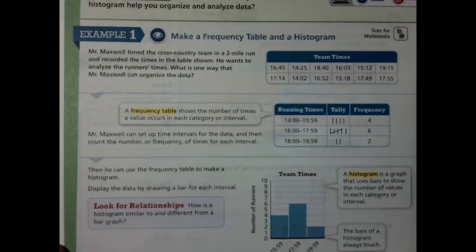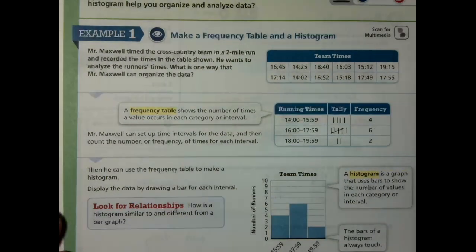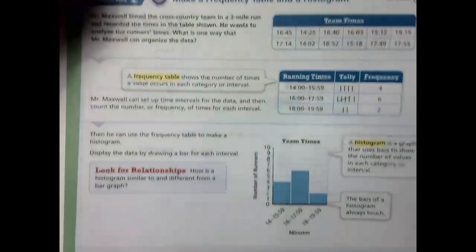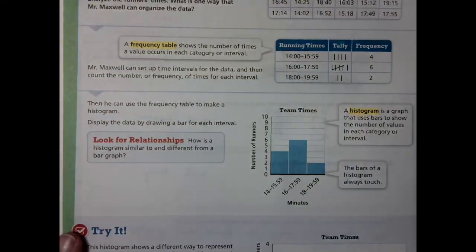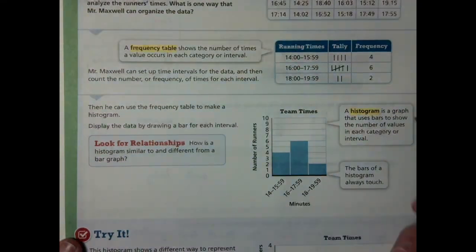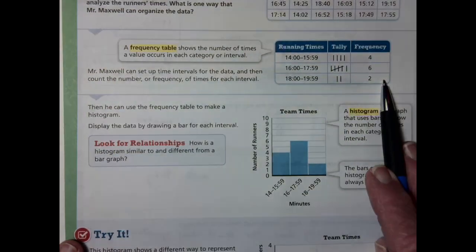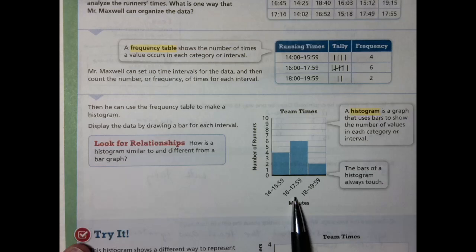Okay? Mr. Maxwell can set up time intervals for the data and then count the number, or frequency, of times for each interval. So that's what he did right here. And then it says he can use the frequency table to make a histogram. So these two things go together. We use frequency tables to make histograms.